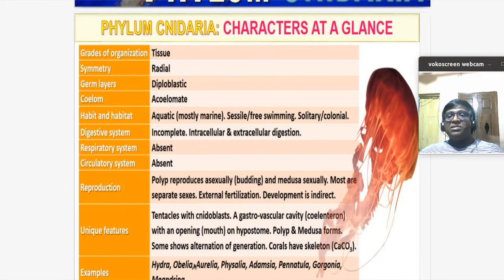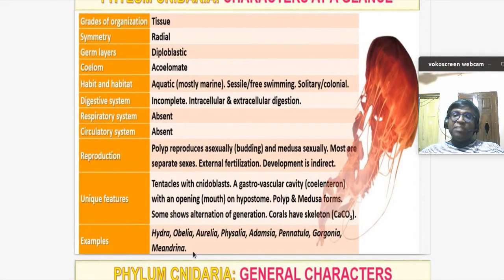So some of the examples of the coelenterata are Hydra, Obelia, which shows alternation of generation, and Aurelia. When we say Aurelia, it is nothing but the jellyfish. Physalia is commonly called the Portuguese man of war. So Portuguese man of war, Physalia. Adamsia is also like a hydra form. Pennatula or sea pen, Gorgonia, and Gorgonia is the sea fan. Meandrina is the brain coral. So these are all the examples for the phylum Coelenterata.